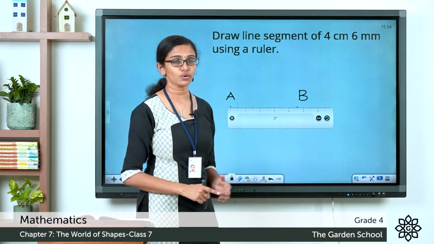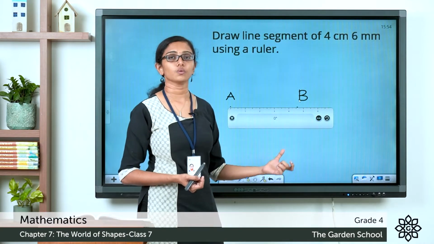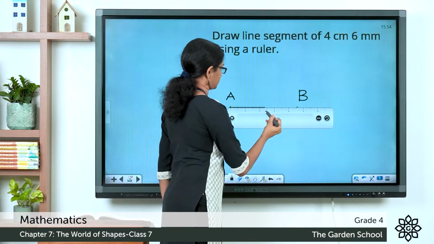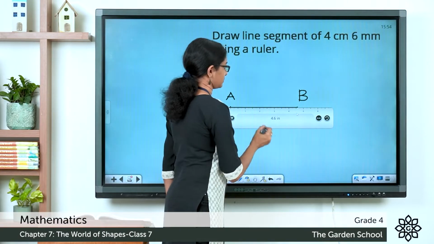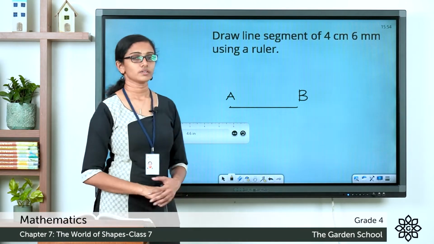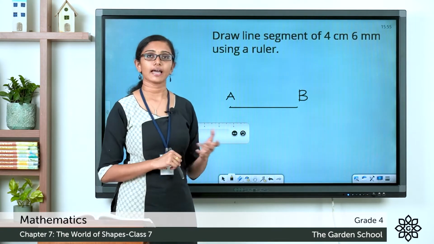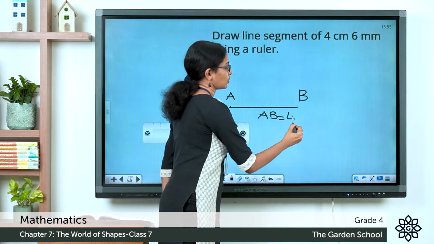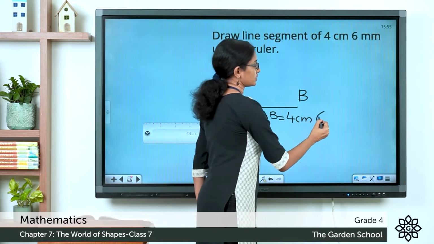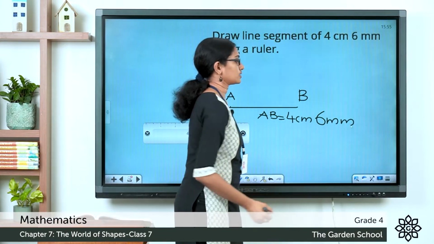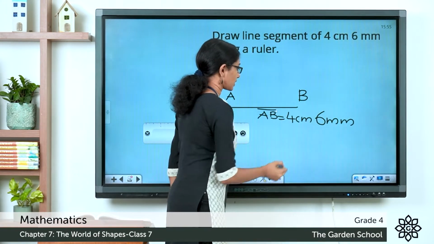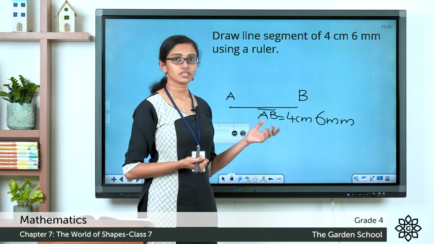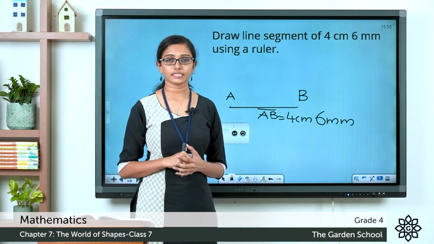Now the next step is to join the 2 points using the ruler and the pencil. Now let's join the 2 points. So here you can see a line segment AB which measures a length of AB is equal to 4 cm, 6 mm. And you can write the measurement there and don't forget to put the line above AB which means AB is a line segment. Now similarly, you can finish the rest of the questions from that same question number 1.